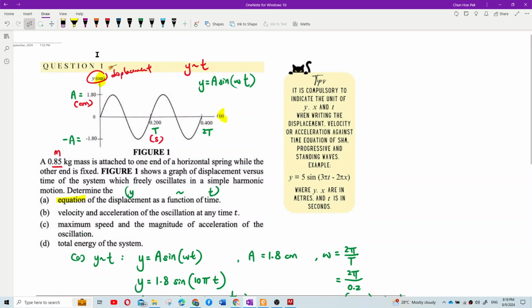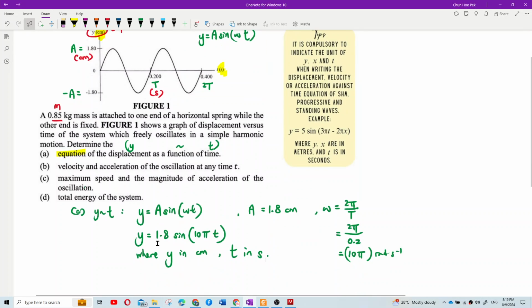But our y displacement is in cm. So you must write y in cm. The amplitude is also in cm. When your amplitude is in cm, your displacement will also be in cm. When your omega is per second, your time will be in second, because they cancel off. So remember, when you write the formula, you must have the unit also. You must write where y in cm, t in second.